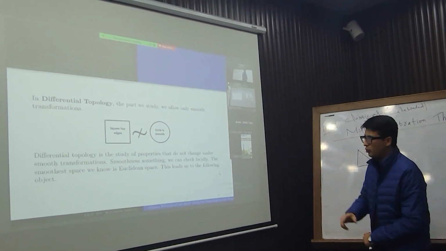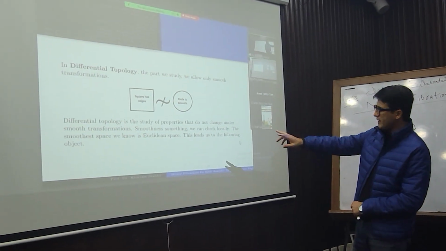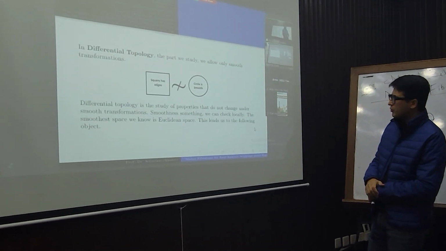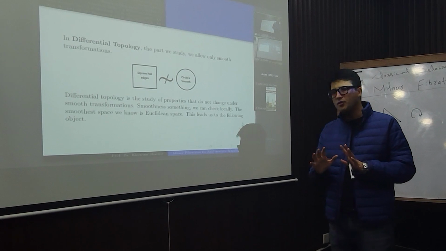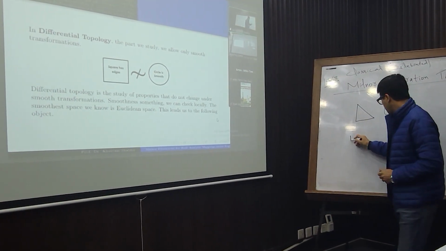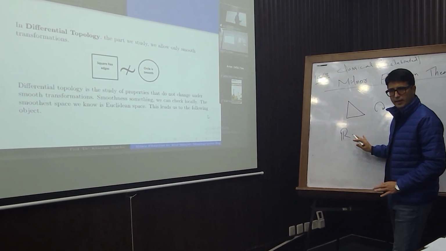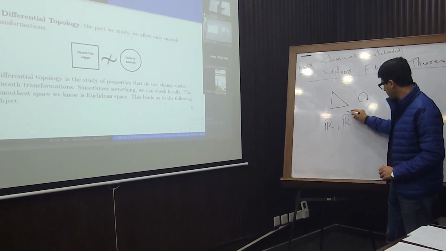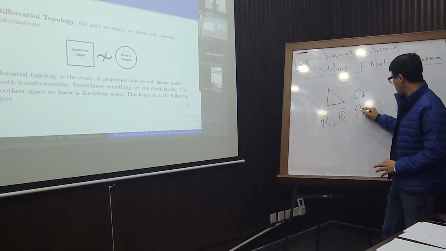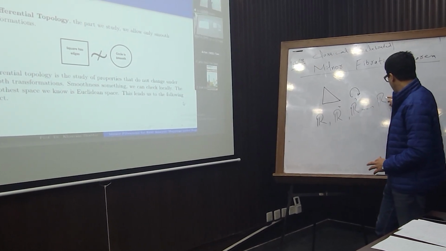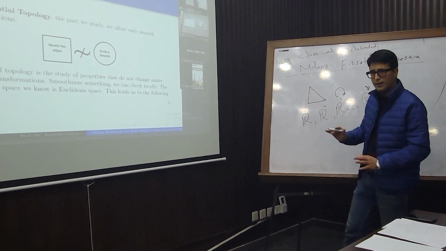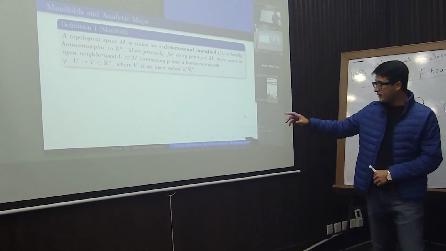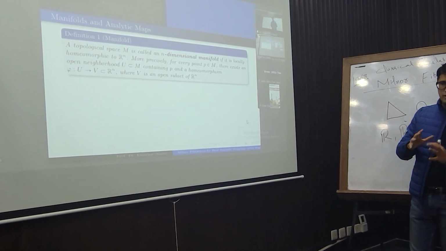Next we move to smoothness. Smoothness is something we can check locally. The smoothest space we know is Euclidean space. For example, the one dimensional case is the real line. This is the smoothest space we have. If we talk about two dimensions, it's R squared, then R3, and so on. These are the smoothest spaces we have. This leads us to the following object, the object we are going to study.